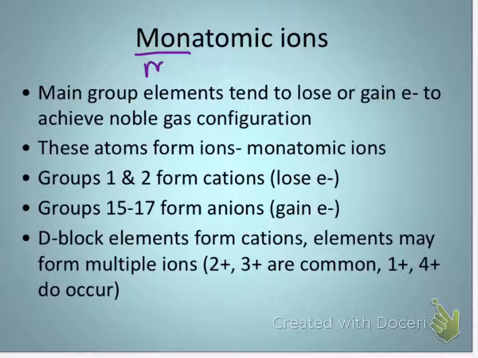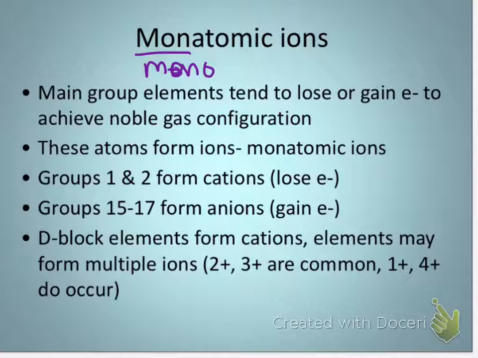Prefix mono means how many? Hold up fingers. 1. Mono, 1. Monocle, unicycle. Wait, no, that doesn't work. Mono means 1. So monoatomic ions are ions that are really, they're easy. They're a single atom that has gained or lost electrons.